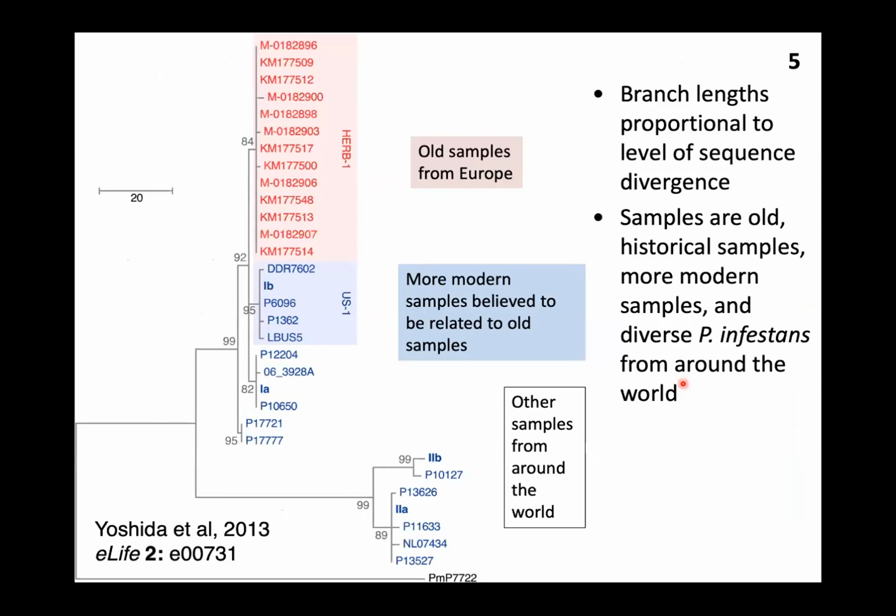And here's the phylogenetic tree. The old samples are indicated in red. The modern samples that are believed to be related to the old samples are boxed in blue. And the rest, the ones not boxed in either pink or blue, are other samples from around the world. And once again, the length of the branches in the horizontal direction, not the vertical direction, is proportional to the level of sequence divergence.